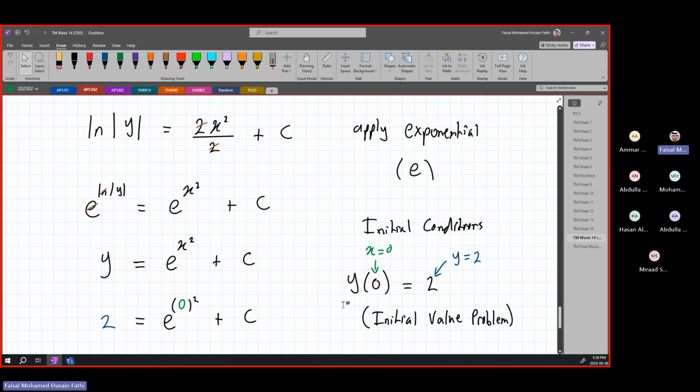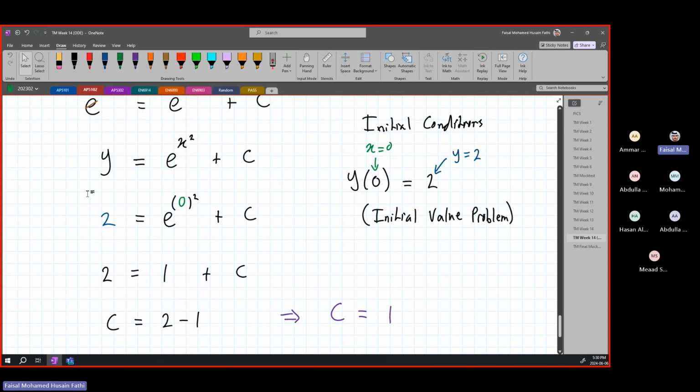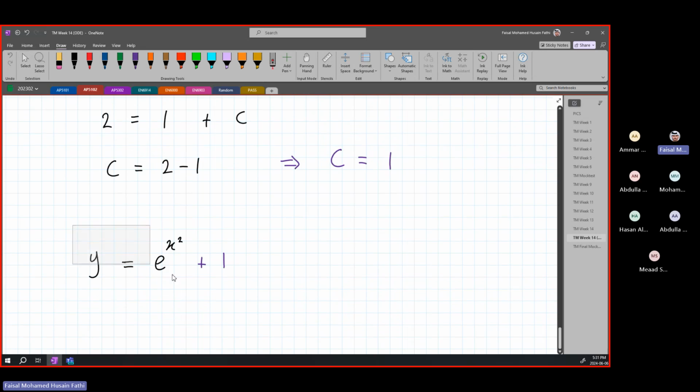If you have an initial value problem, meaning if you are given initial conditions, you're going to be substituting the values of your initial conditions, in this case x equals 0 and y equal 2, into your equation. Once you substitute that, you will find the value for c. In this case, we found 1. And then we're going to be plugging this back into our equation in place of c, and you will get your actual final answer. Okay?